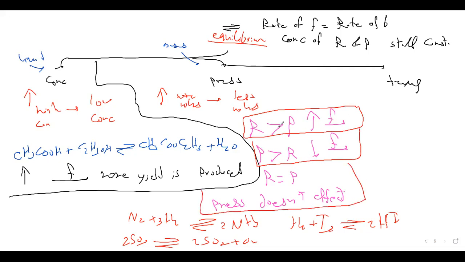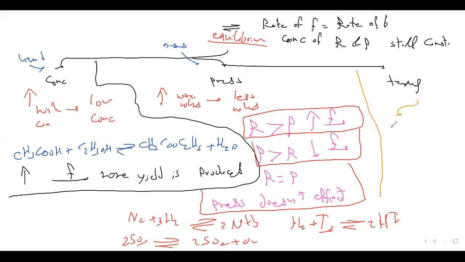What is the advantage and disadvantage of the first one, to increase pressure? Faster rate and more yield. What is the advantage and disadvantage of the second one, to decrease pressure? We have the advantage of more yield, and the disadvantage of a slow rate. If we increase pressure, we have a faster rate but less yield.